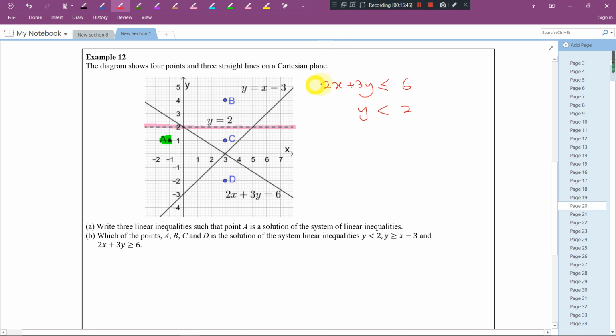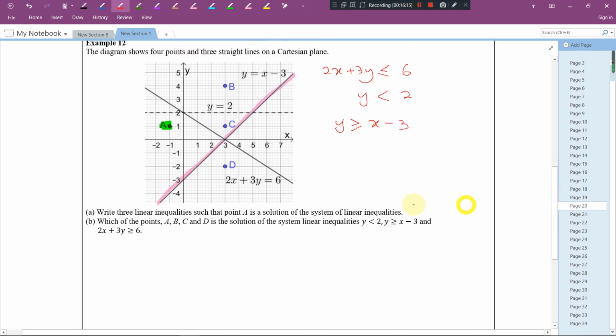Okay, let's go to the last inequality. Now let's focus on this straight line. Y is equal to x minus 3. And this point is above this straight line, right? Okay, and this straight line is a solid straight line, then it will be greater than or equal to.